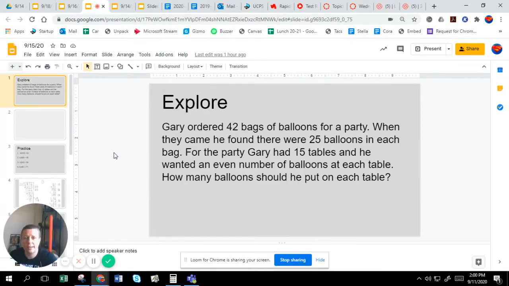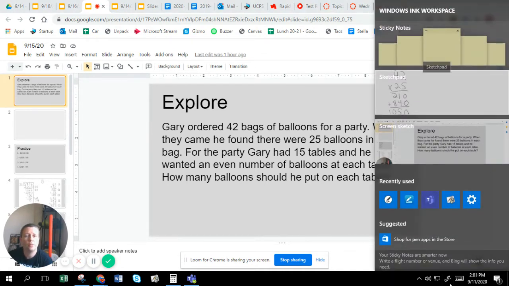So taking a look at it, it says Gary ordered 42 bags of balloons for a party. When they came, he found there were 25 balloons in each of the bags. Now for the party, Gary has 15 tables and he wanted to have an even number of balloons at each table. So he's trying to figure out how many balloons he can put on each table. All right, well, let's take a look at it.